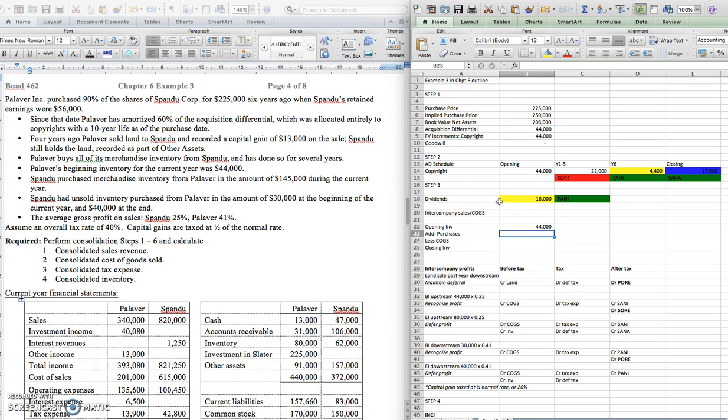Next, we need to add our purchases. Well, that's the figure we're looking for, so we can't include that quite yet. We're going to have to work our way backwards to it. Next is our COGS. Our COGS are presented on our income statement over here, so we know that one. As it is a deduction, I'll just put it as a negative, 201. And lastly, our closing inventory. We have that figure here as well, which is 80,000.